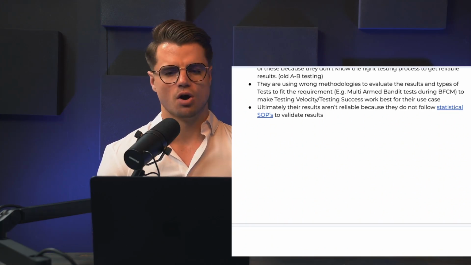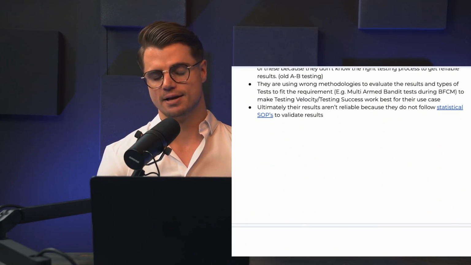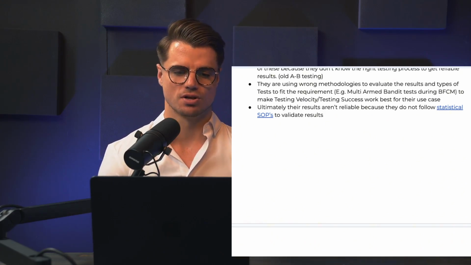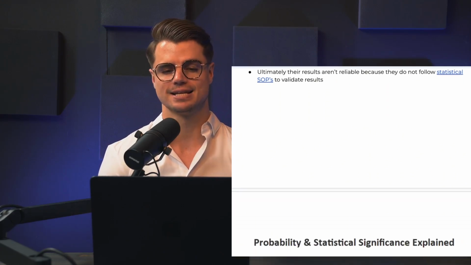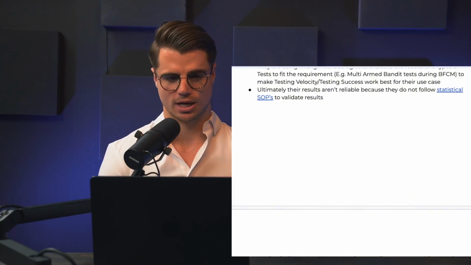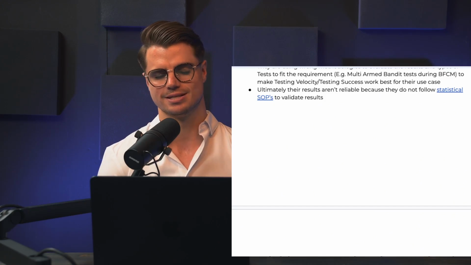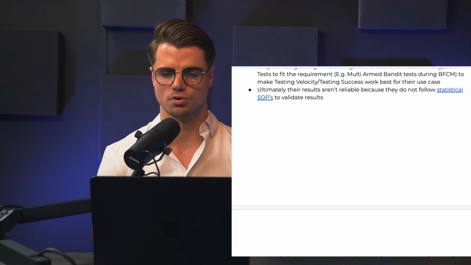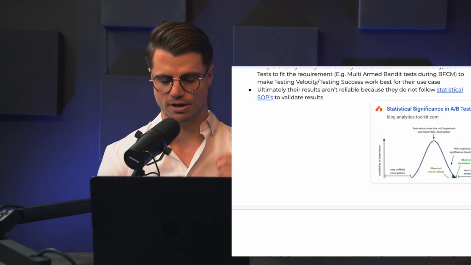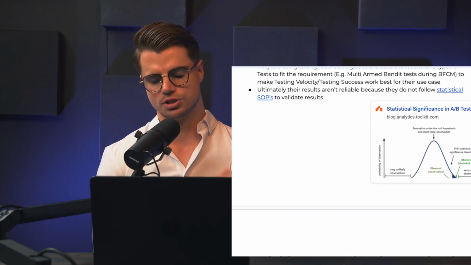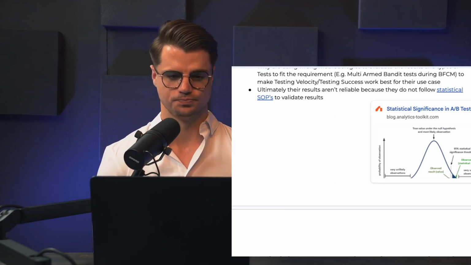Okay, so multi-arm bandit test during BFCM, which is also now relevant, right? Making testing velocity and testing success work best for the use case. So now ultimately their results aren't reliable because they don't follow the statistical SOP to validate the results. Again, this thing here is very important, the statistical significance in A/B testing and stuff like that, which I will leave linked down below as well for you guys to see.